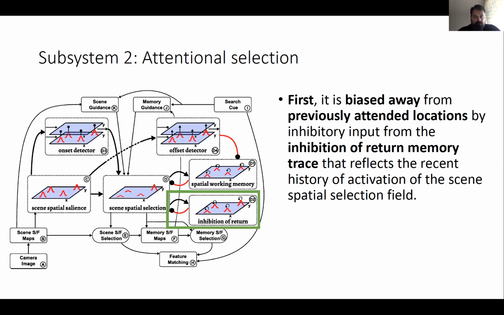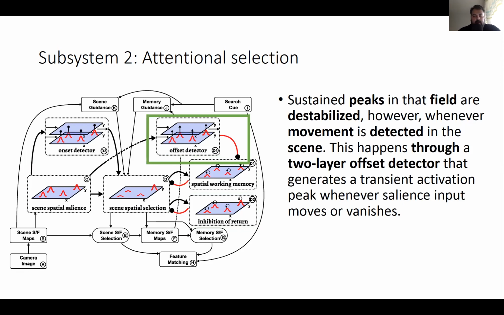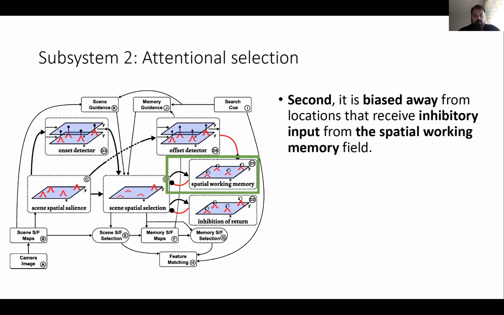First, it's biased away from previously attended locations by the inhibition of return memory trace. Second, it's biased away from locations that receive inhibitory input from the spatial working memory field, and that was filled by, I'm missing a slide here, the input from this field during the exploration phase: any object feature location that is committed to the scene memory is also committed to the spatial working memory field. So it contains the locations that are stored in visual working memory.